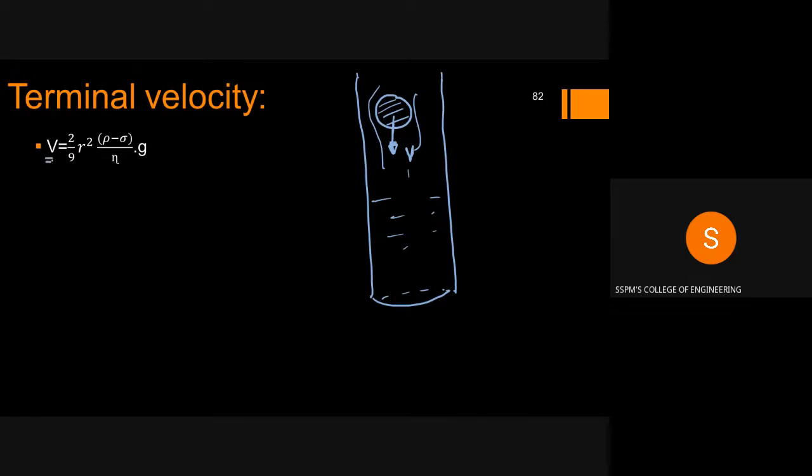So this velocity is given by the equation 2 by 9 r square (rho minus sigma) upon eta into g. Where rho is the density, then eta is the viscosity.